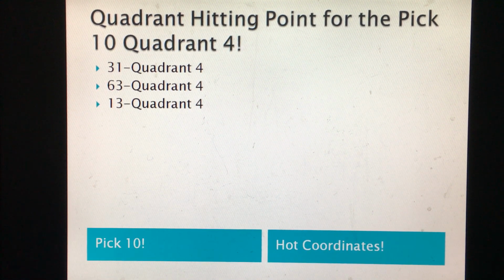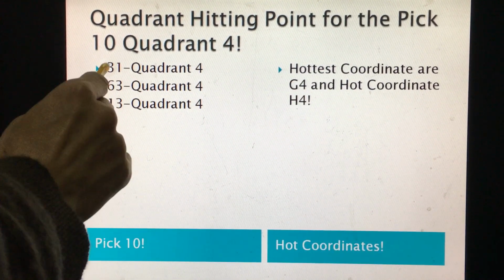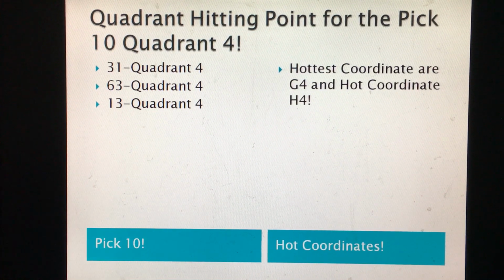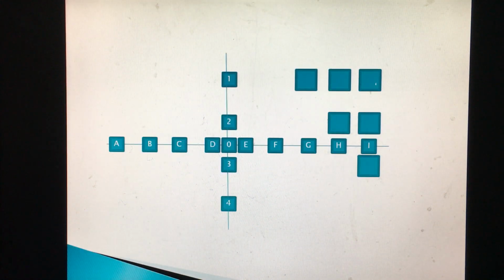So as you can see, not all digits are being used in this quadrant. The hottest coordinates are G4, which occurred 3 times, and hot coordinates are H4, which occurred 2 times. So G4 was being used in 3 numbers, the digit 3. And 3 numbers chosen from quadrant 4.